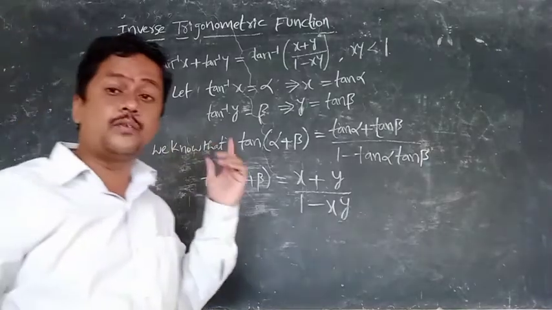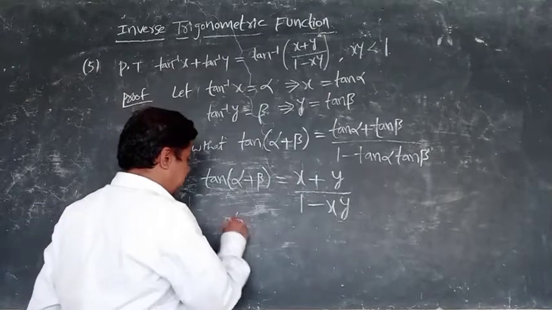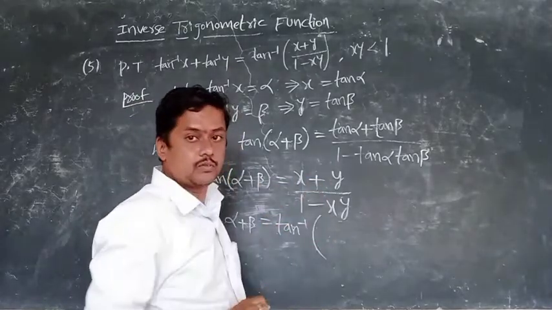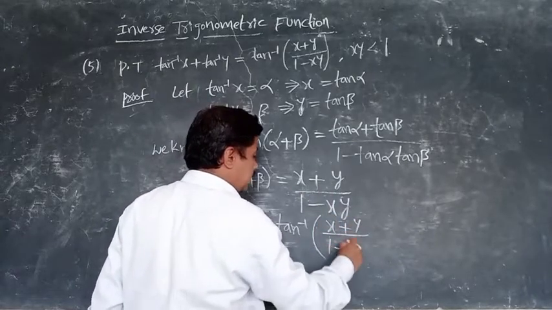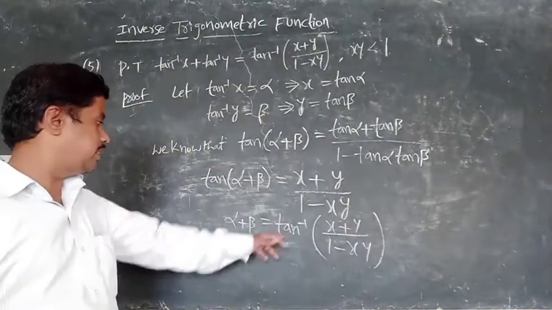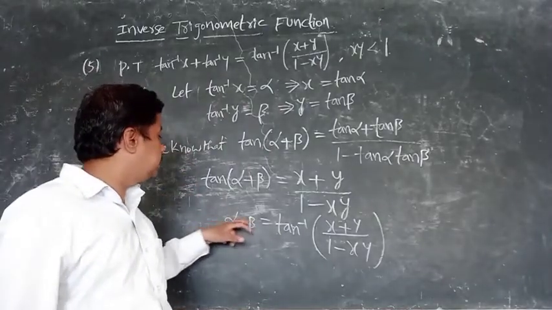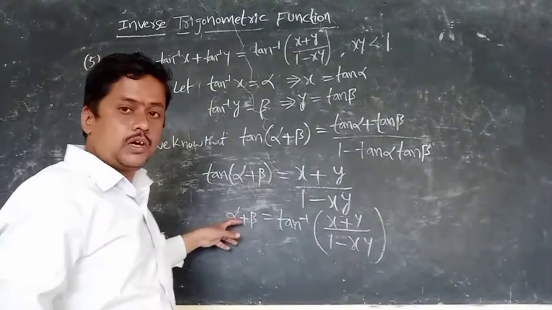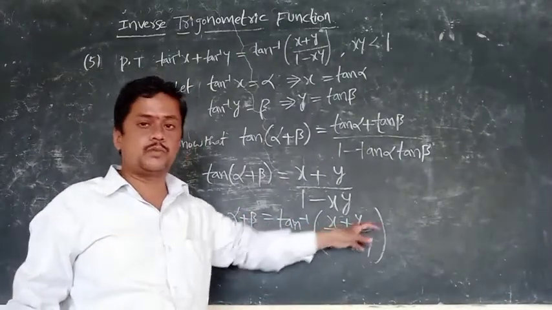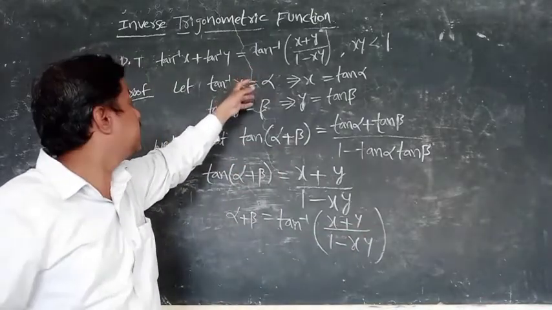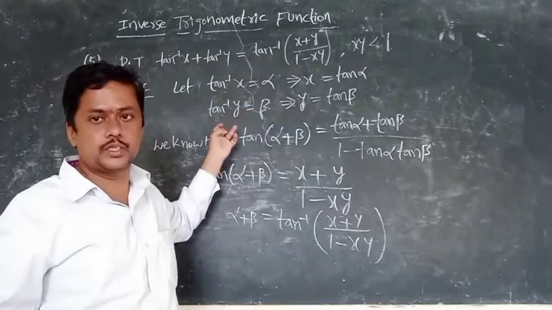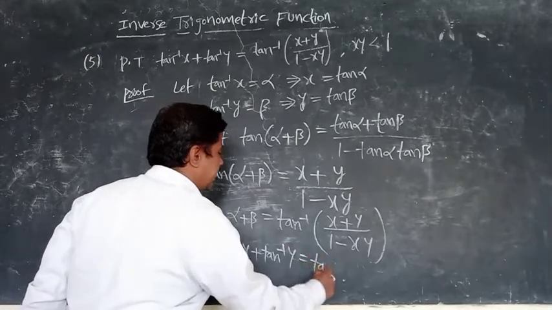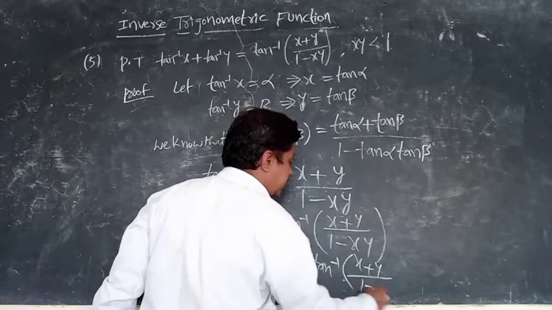Next, according to the definition of the tan inverse, we can write alpha plus beta is equal to tan inverse of (x plus y) divided by (1 minus xy). So what is alpha and what is beta? Alpha is equal to tan inverse x, beta is equal to tan inverse y. Therefore tan inverse x plus tan inverse y is equal to tan inverse of (x plus y) divided by (1 minus xy).